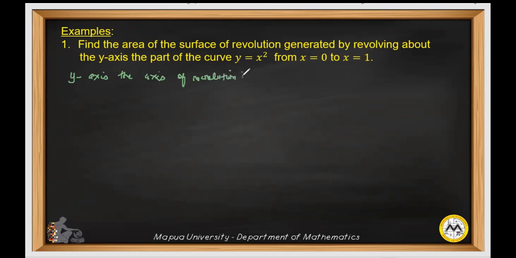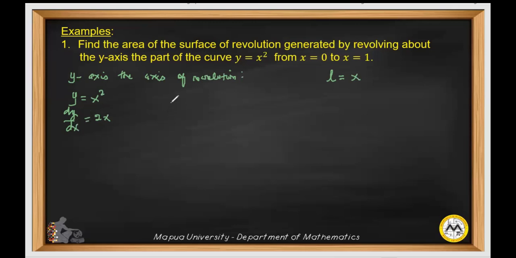Therefore, the distance of the differential of L from the y-axis is x. So L is equal to x. And since we have y is equal to x squared, we have a parabola, part of the parabola opening upward from x is equal to 0 to x is equal to 1. Then we need to get the derivative of y with respect to x, which is equal to 2x. Okay, so the derivative of y with respect to x is equal to 2x.